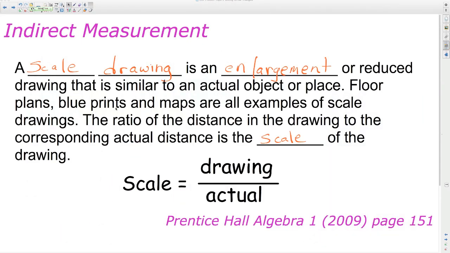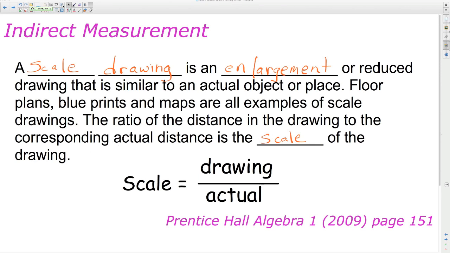Here we talk about more indirect measurement. We're going to use more proportion to solve. A scale drawing is an enlargement or a reduced drawing that is similar to an actual object or place. Floor plans, blueprints, and maps are all examples of scale drawings. The ratio of the distance in the drawing to the corresponding actual distance is the scale of the drawing.